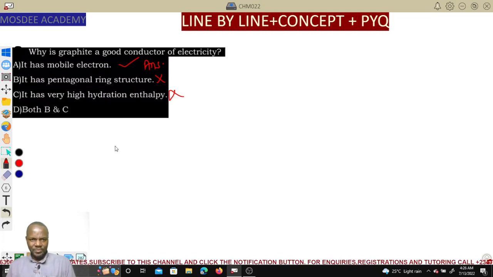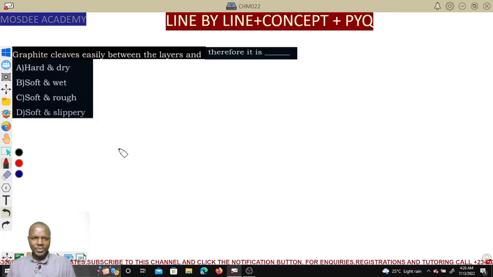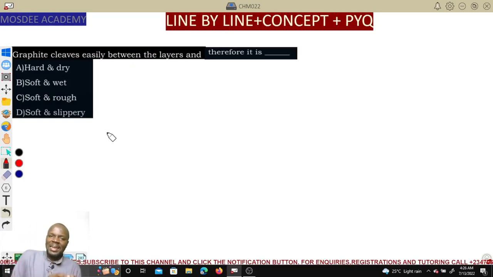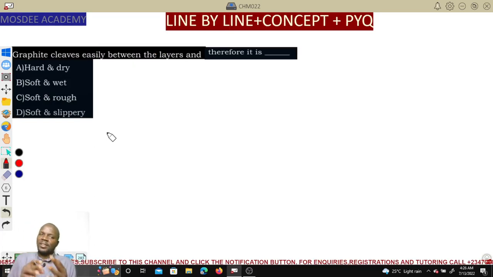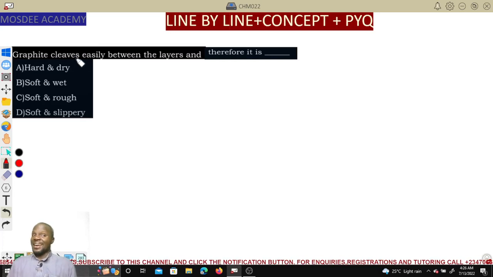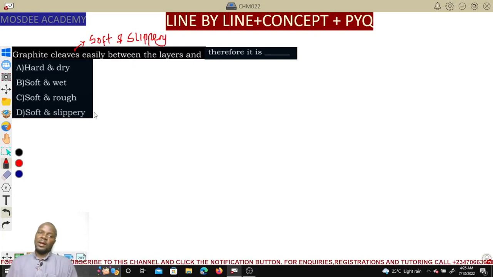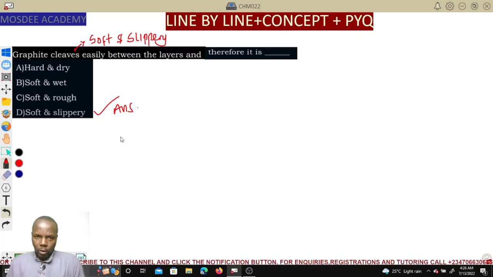The next one, graphite cleaves easily between layers, and therefore it is dash. This is more like an English question. When something cleaves, we said graphite is soft and it's also slippery. Part of the characteristics, and that is why they cleave around the layers of themselves.